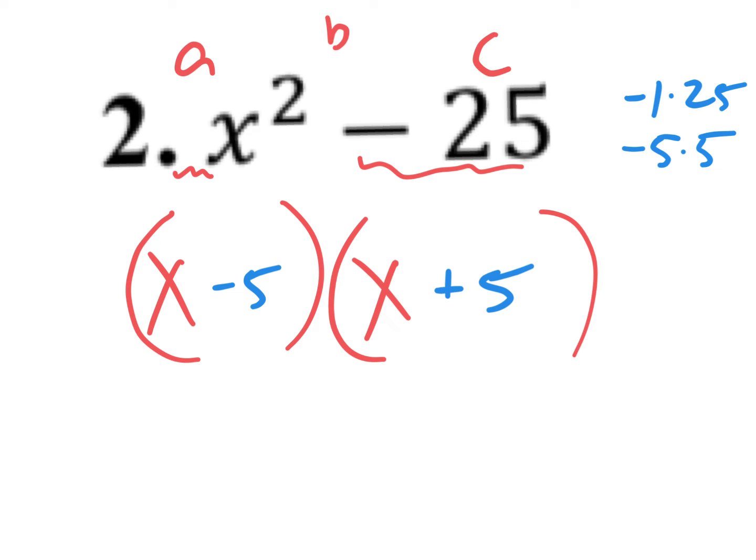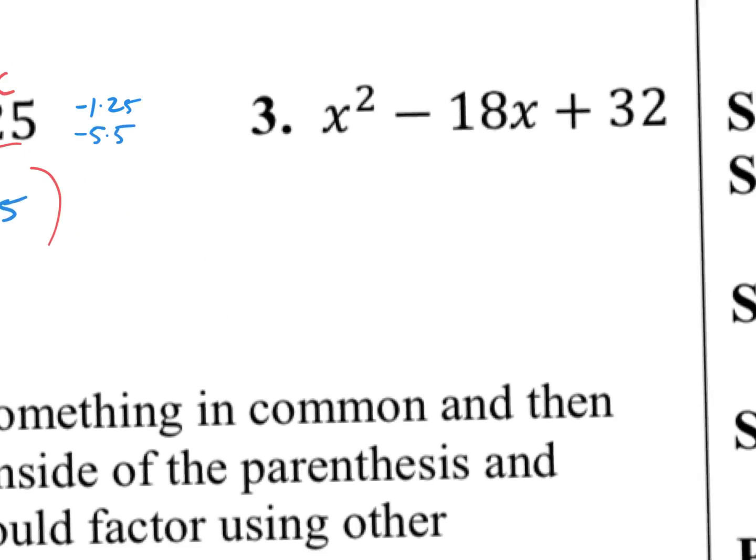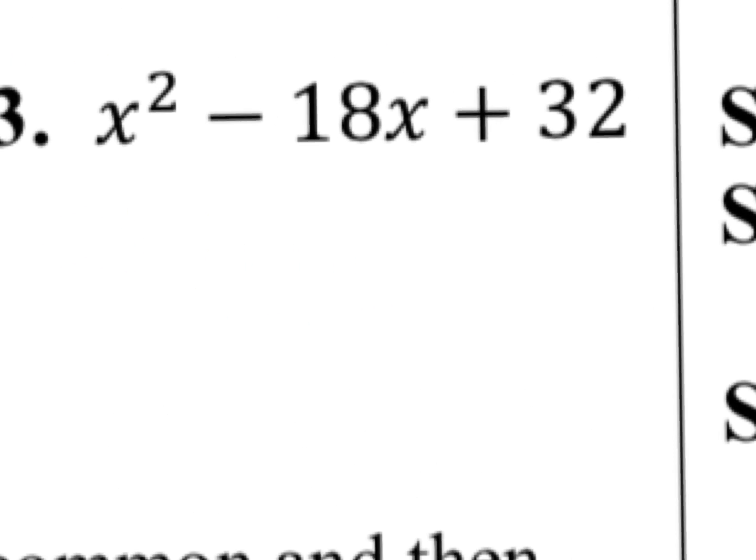You have factored. Like I said, one of my favorite tools, when the a value is 1, set up the parentheses, x, make a list of this guy, thinking of the multiples, see which pair of numbers combines together to give you the middle value, b. Let's try another. This one's a little bit more entertaining.